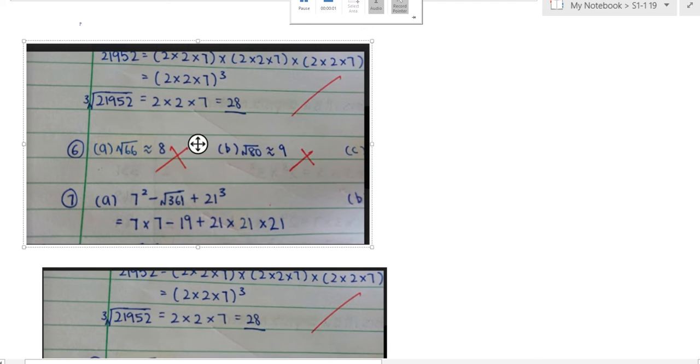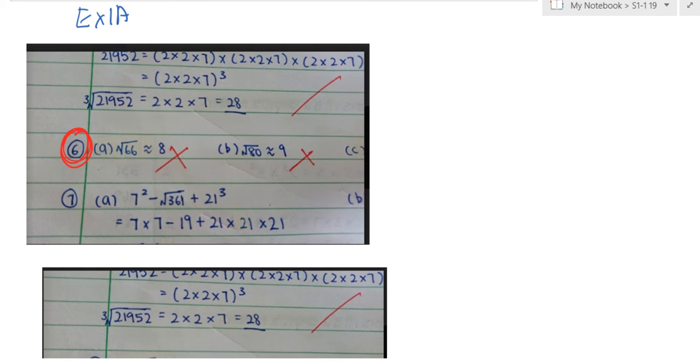So let's start. This is exercise 1A. I want to talk about question 6. Now, it's very common. I say in this class there's about 30%, 40% of you writing this. Even though the answer is correct, in exam this is not a zero. Zero, no mark. So I'm going to tell you what is the correct way of writing.